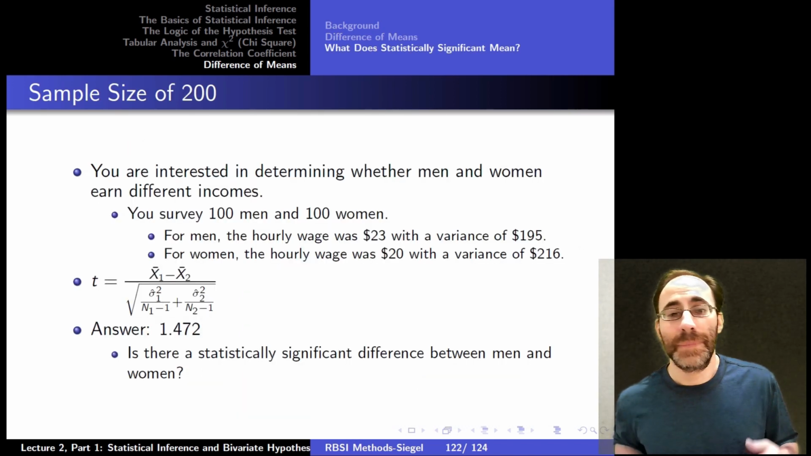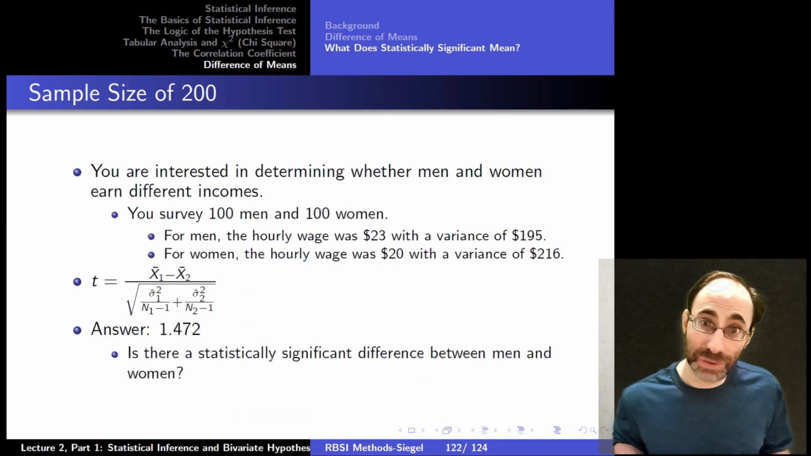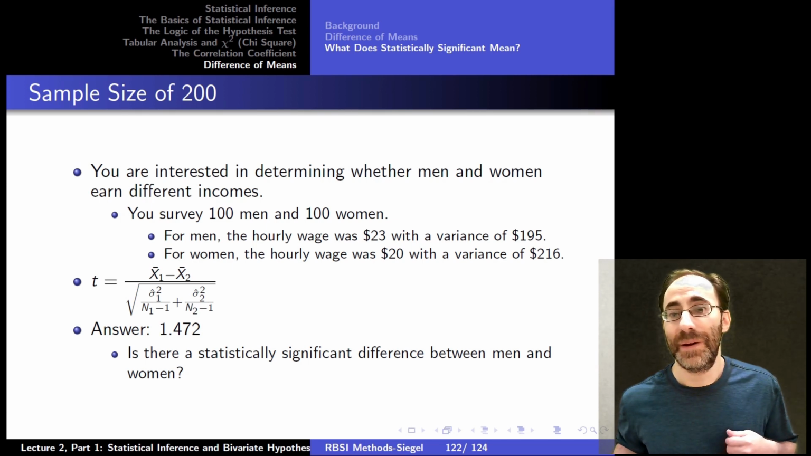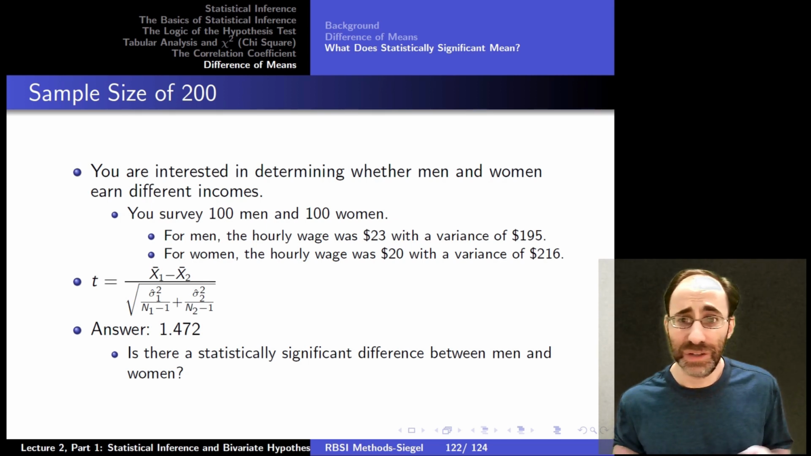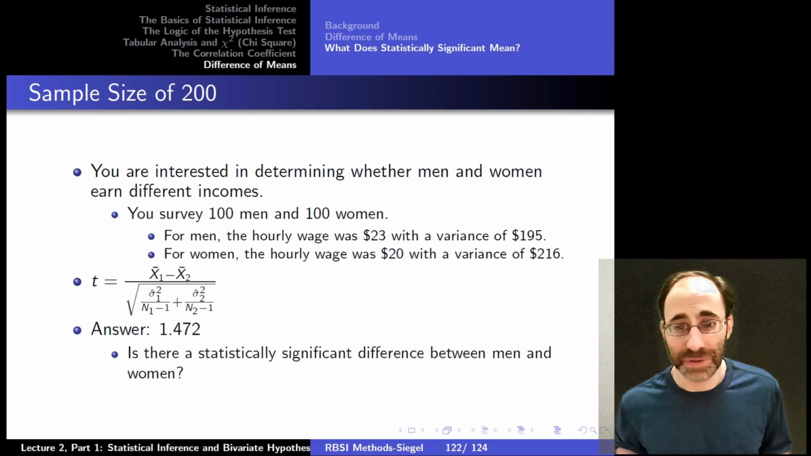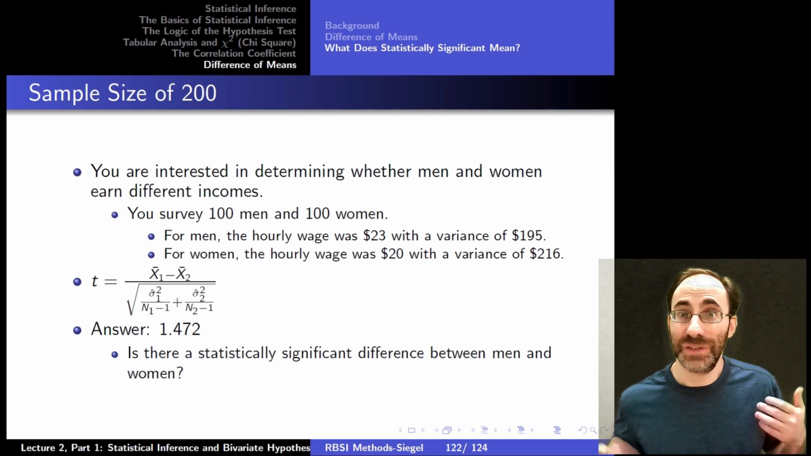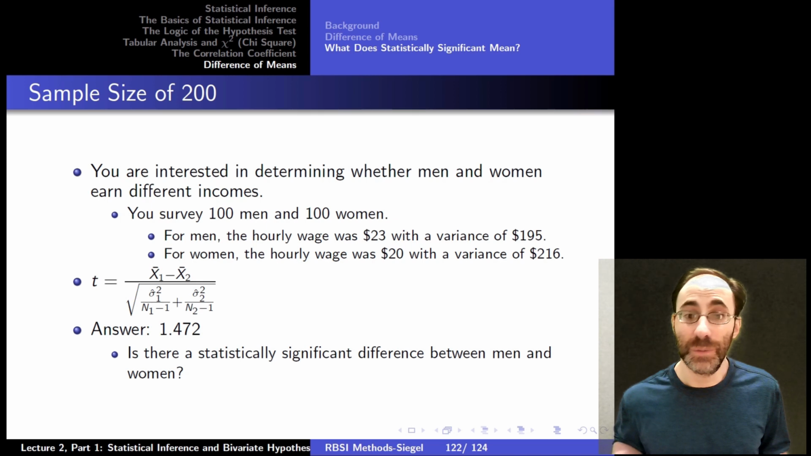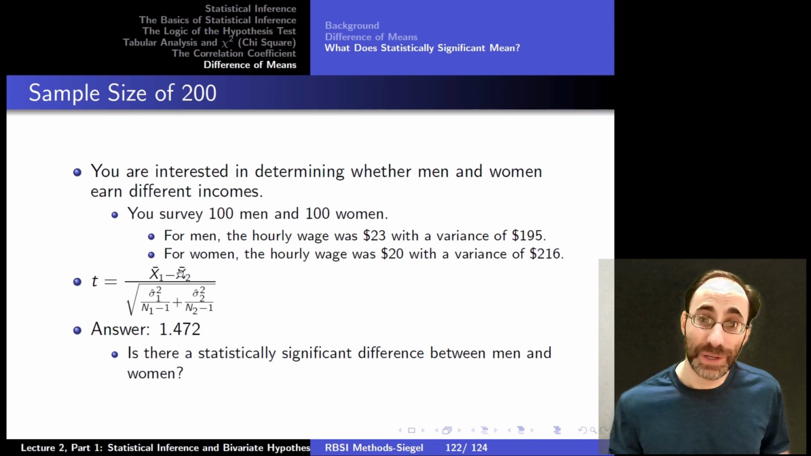Okay. Now, to conclude this module, we're going to talk a little bit about what it means to be significant. And we're going to use some fake data to talk about different incomes of men and women. Fake data here because we're just making up some numbers. I don't have data on this at the moment. So first, let's say we have a sample size of 200, and we survey 100 men and 100 women, and we get that the average hourly wage for men is 23, for women is 20, and we get these variances. We can plug them into our equation, right?